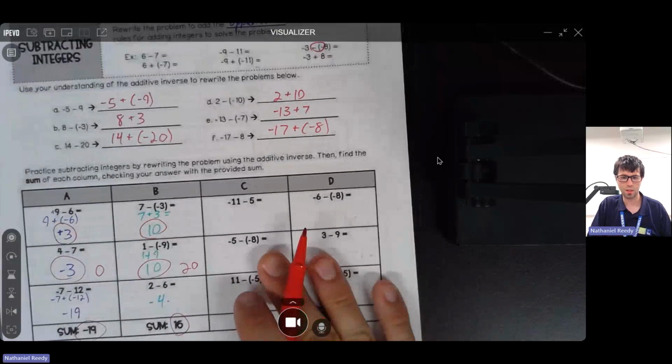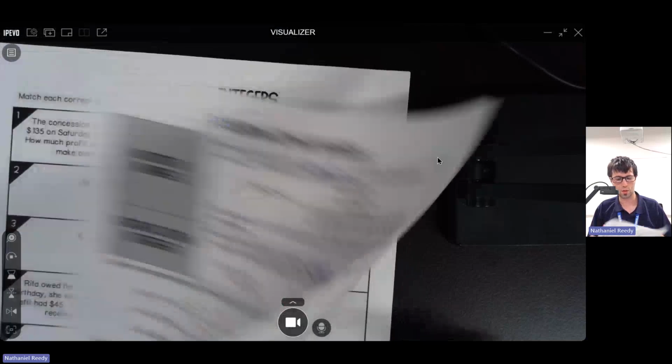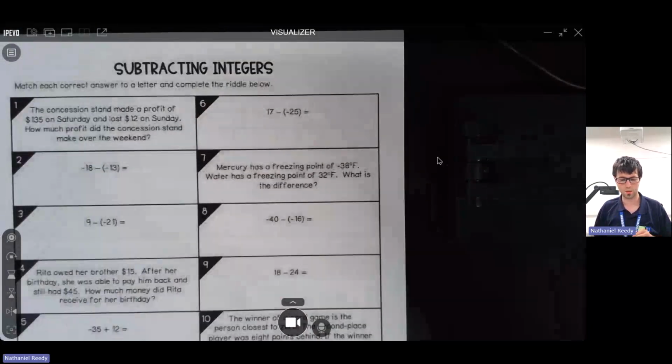Okay, so I'm going to leave C and D for you guys. Again, work on those on your own. And if you have questions about your answer, you should be able to check it. If that doesn't work, let me know.